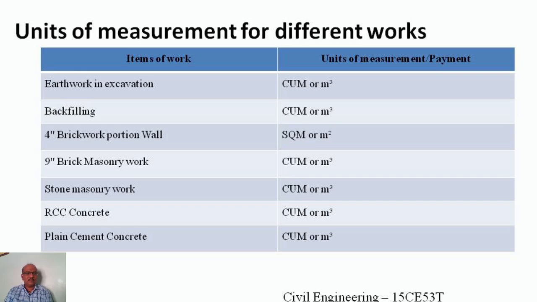The next one is brickwork or stone masonry. 9-inch thick brickwork is measured in cubic meter, whereas partition work, 100 mm thick, 4-inch thick wall, 100 mm thick brick partition walls are measured in square meter. Because the thickness is specified here, this brickwork is measured in square meter. And the stone masonry, size stone masonry, random rubble masonry, uncoursed rubble masonry are measured in cubic meter.